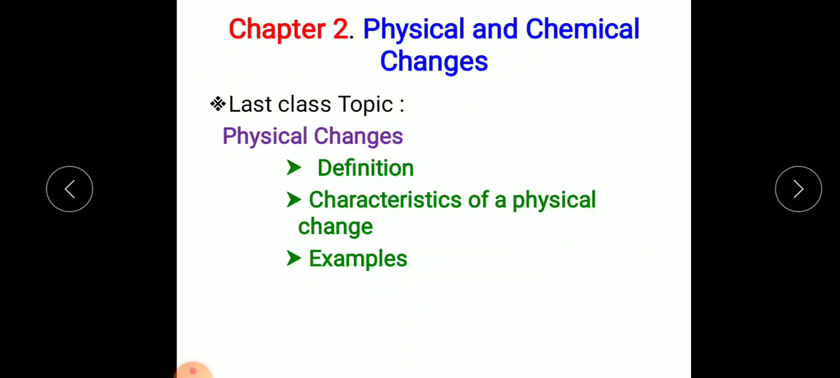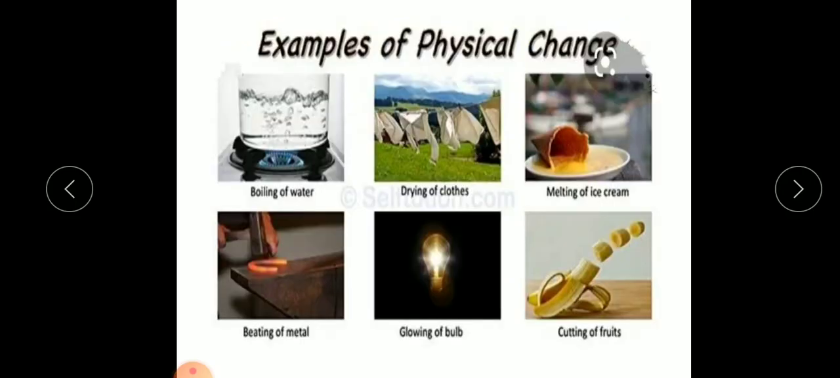In the last class, we discussed the topic physical changes, and in that we have seen the definition, characteristics of a physical change, and the examples. So that was our last class topic. Just a revision for physical change. Physical change is a temporary change in which no new substances are formed and the chemical composition remains the same.